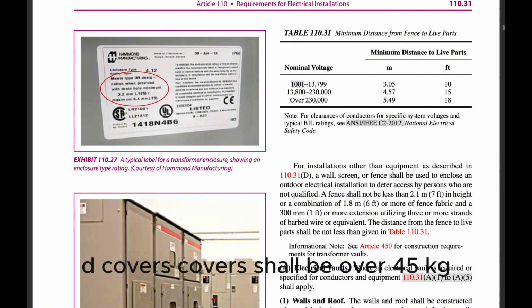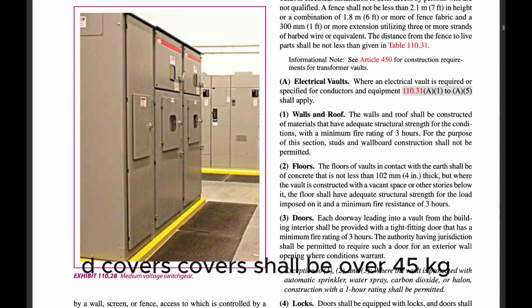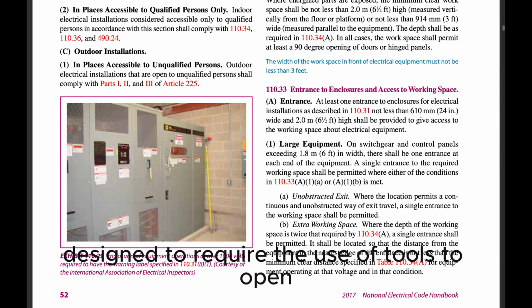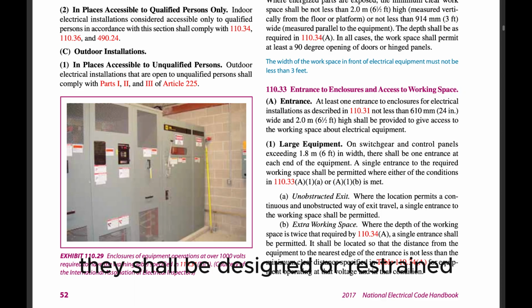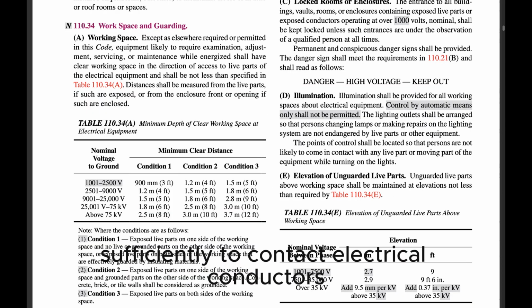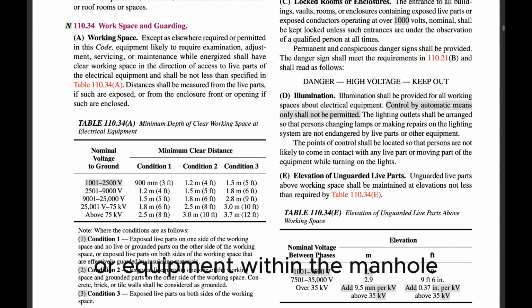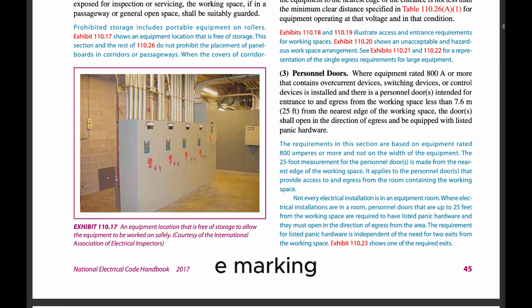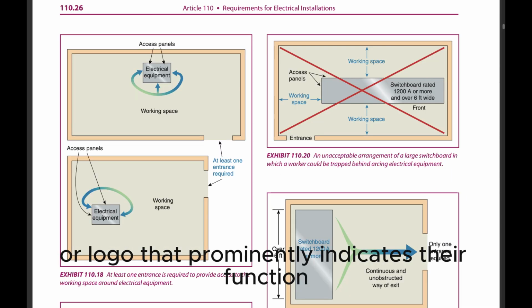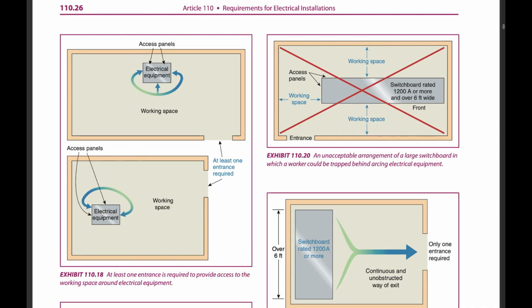D. Covers. Covers shall be over 45 kilograms (100 pounds) or otherwise designed to require the use of tools to open. They shall be designed or restrained so they cannot fall into the manhole or protrude sufficiently to contact electrical conductors or equipment within the manhole. E. Marking. Manhole covers shall have an identifying mark or logo that prominently indicates their function, such as electric.